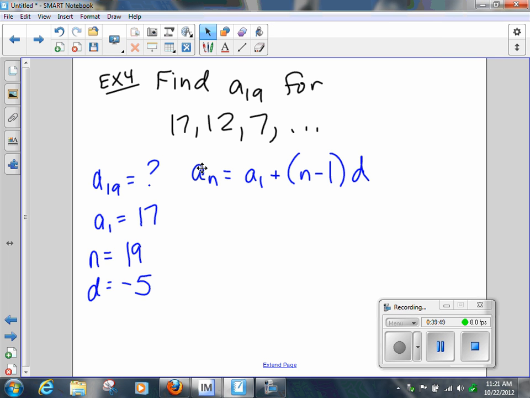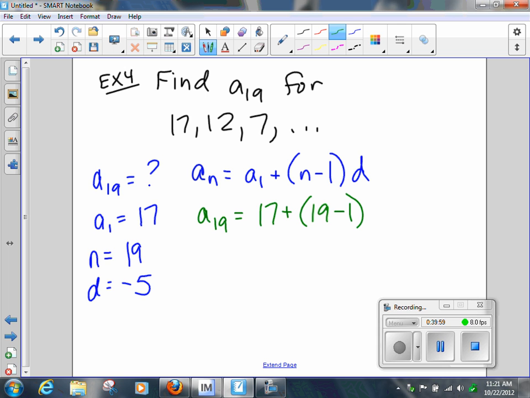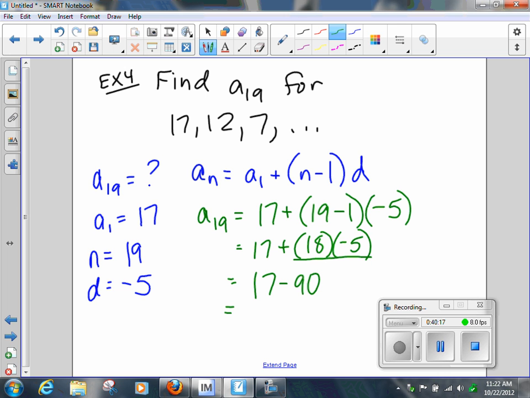Okay? So here we go. a sub n, well, that's our a sub 19. a sub 1 is 17 plus 19 minus 1 times negative 5. You guys agree with that? Yeah? 17 plus 18 times negative 5. Folks, negative 90? 17 minus 90? What is 17 minus 90? Negative 73. How many of you got negative 73 for that 19th term?